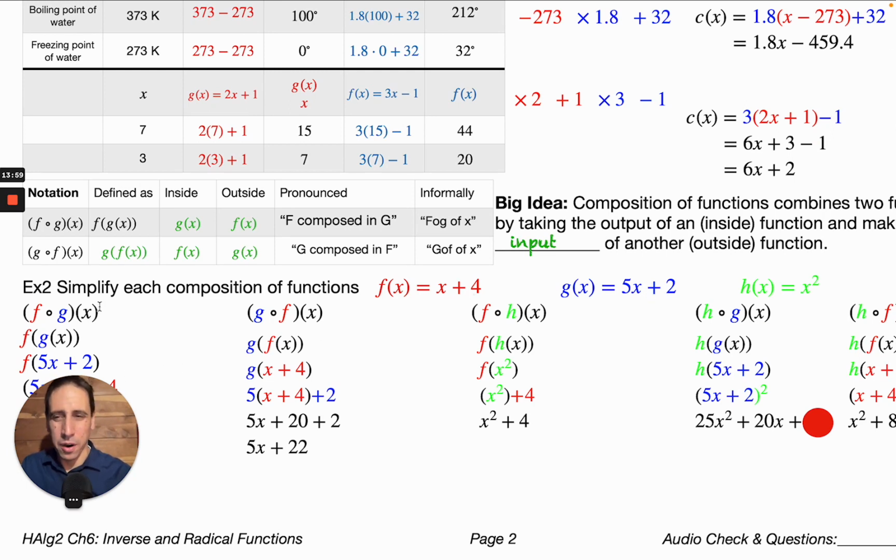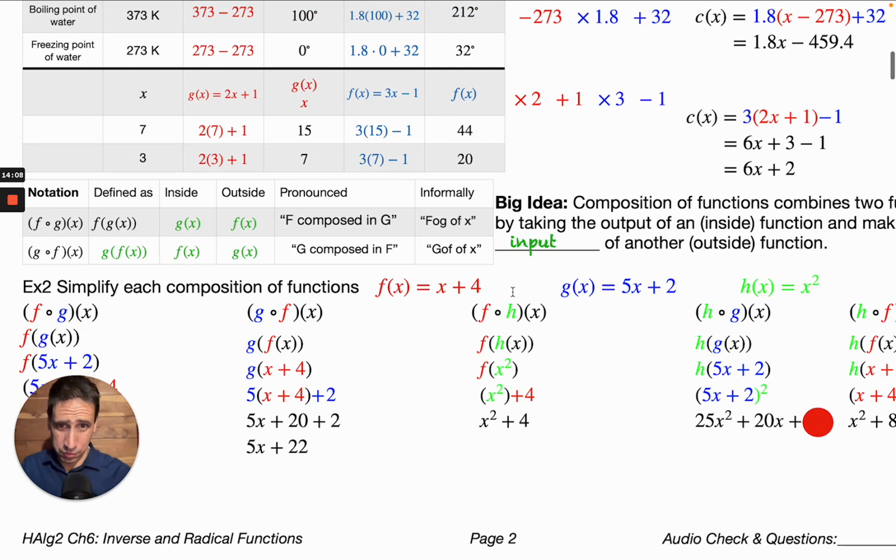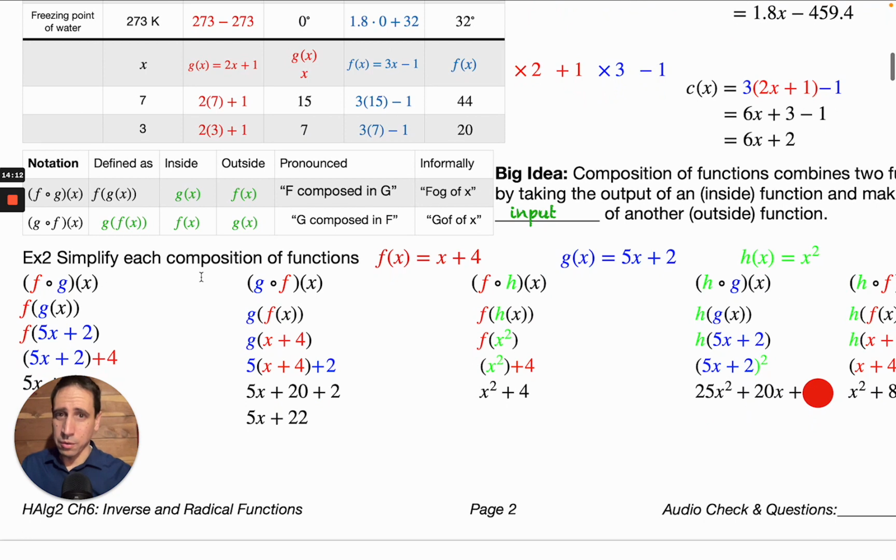Now, here's the hardest part. f of 5x plus 2. On the outside, you have to recognize that x plus 4 is going to be on the outside of a set of parentheses. So we're going to write x plus 4, but instead of x, we're going to replace it with the input function entirely inside a set of parentheses. So I'm writing the f of x function here, but instead of x, I'm going to write the inside function, 5x plus 2, and then plus 4.